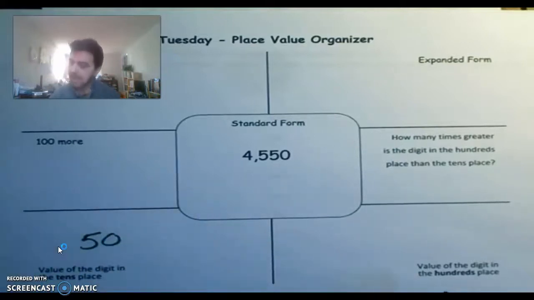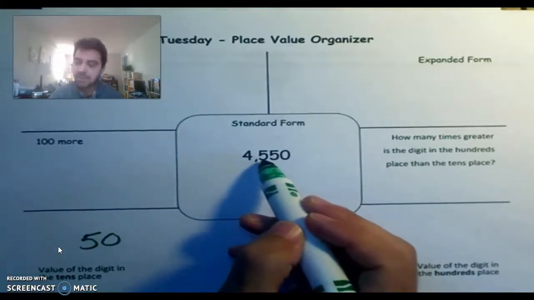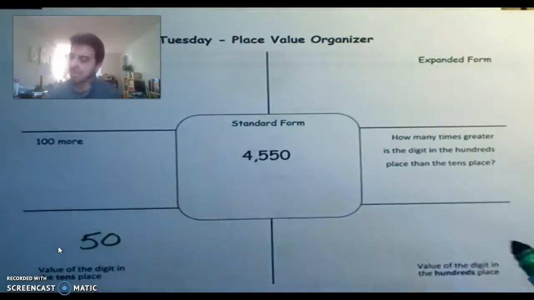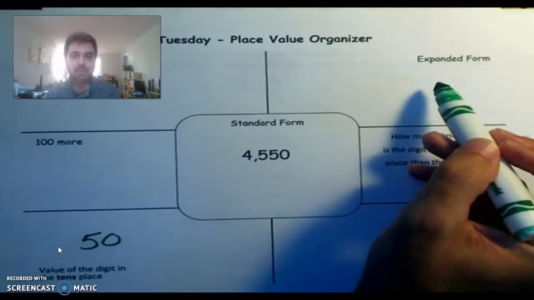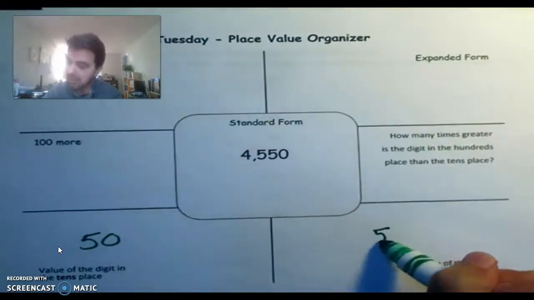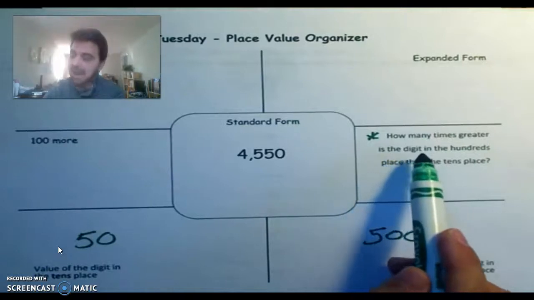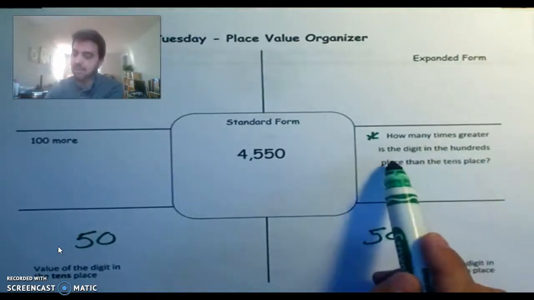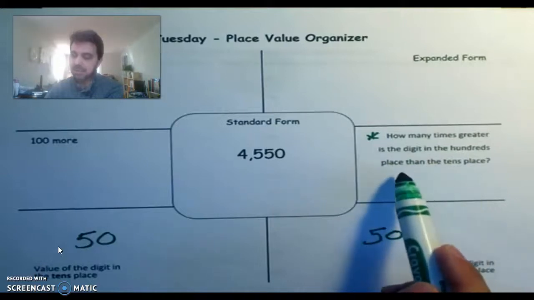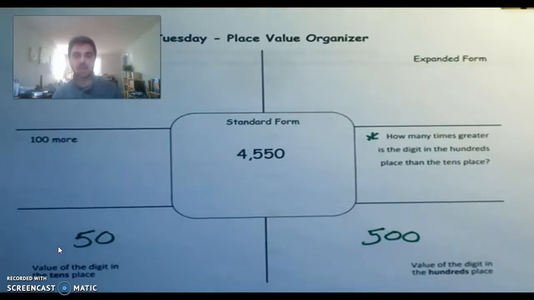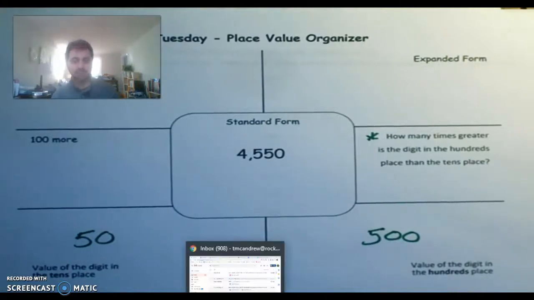And what about the value of the digit in the hundreds place? So if you look, there's also a 5 in the hundreds place. So if there's 5 hundreds, the value is, which you already should have done for expanded form, 500. Okay, so remember we do this question last. So similar to yesterday, it says, how many times greater is the digit in the hundreds place than the tens place? So we did talk about this yesterday.